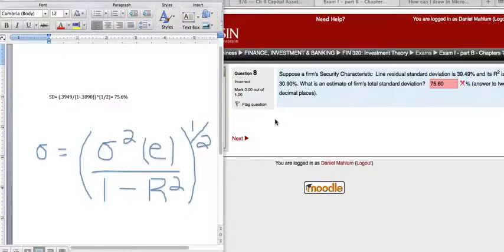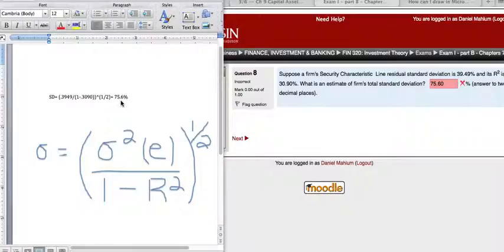So how I arrived at my answer, my final answer was 75.6%, and I did 0.3949, which is the line residual standard deviation, divided by 1 minus 0.3090, that value being the r-squared value, and then I raised all of that to the 1/2 power, or took the square root of it. And so my final answer was 75.6.